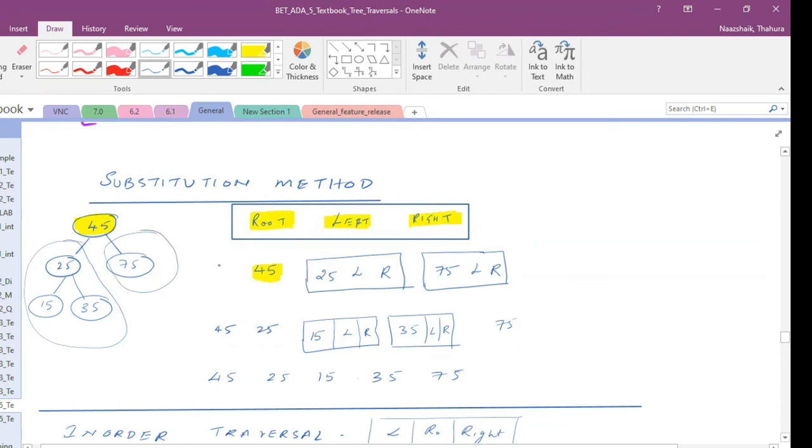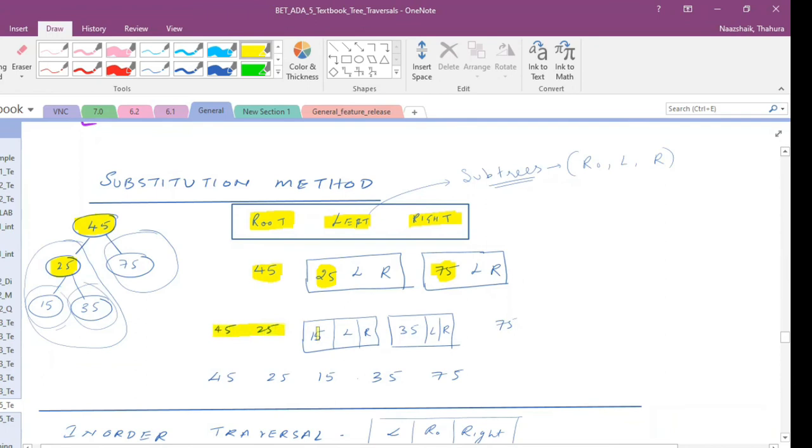So first of all, identify your left and right portions. Now when you want to expand left, your left and right could actually be subtrees. When it is a subtree, you have to apply the same rule again: root, left and right. So when you go to this left subtree, you apply the same rule. You first copy the root, and then you have left and right. Wherever you have a root, you substitute. For the remaining ones, you just write left and right, which you further need to expand.